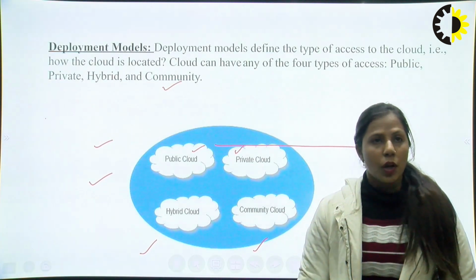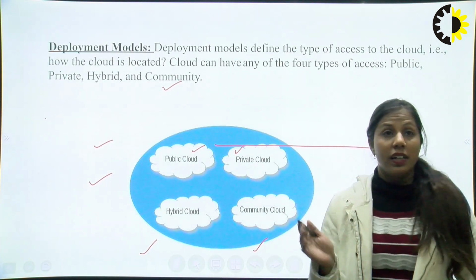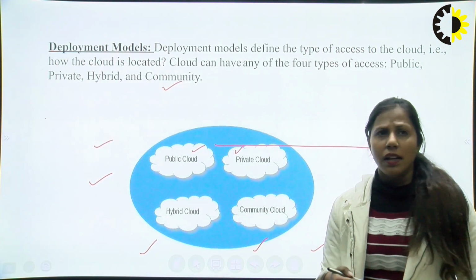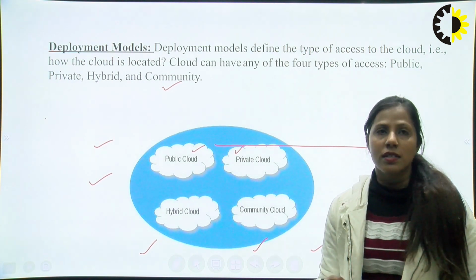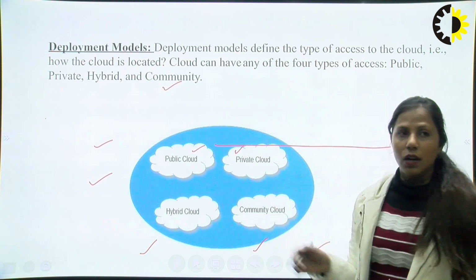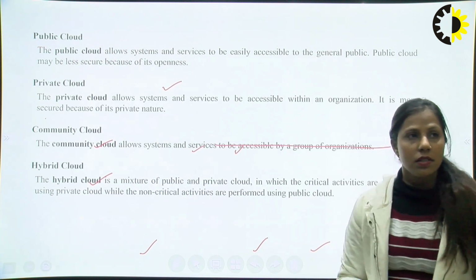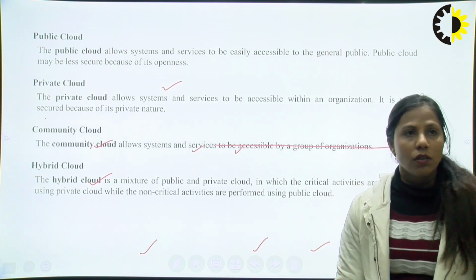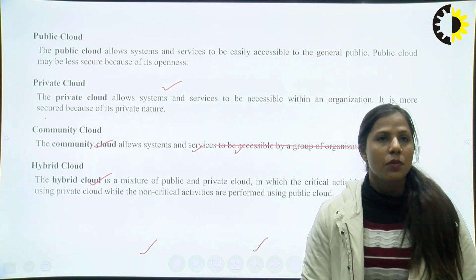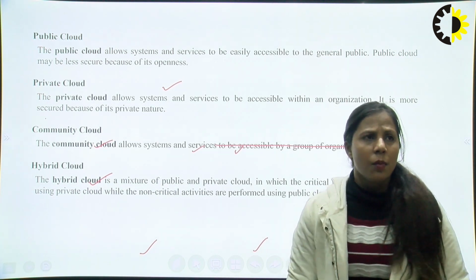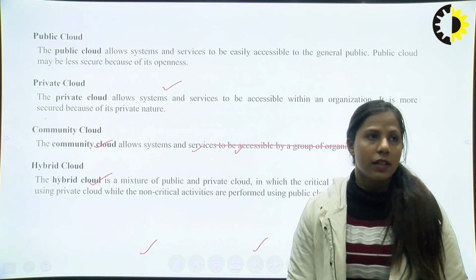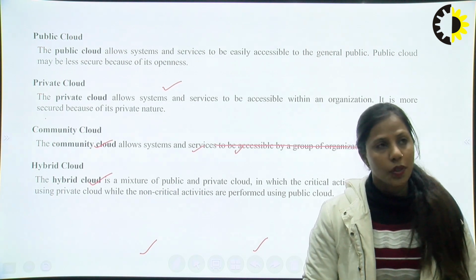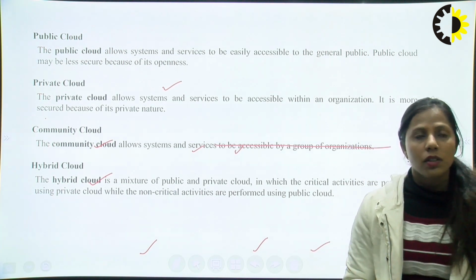So this is the deployment model, which defines the different types of access of the cloud, how the cloud is located, and how you can access the particular clouds. These are the various types already discussed. Now, if I'm talking about the public cloud, it is easily accessible to the general public, means it is available to all. It may be less secure because of its openness, but it is accessible to all.